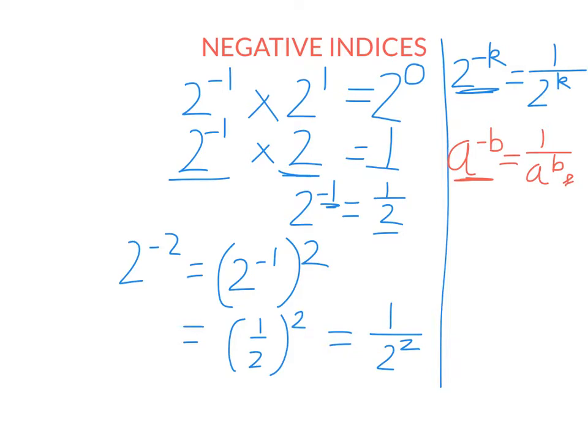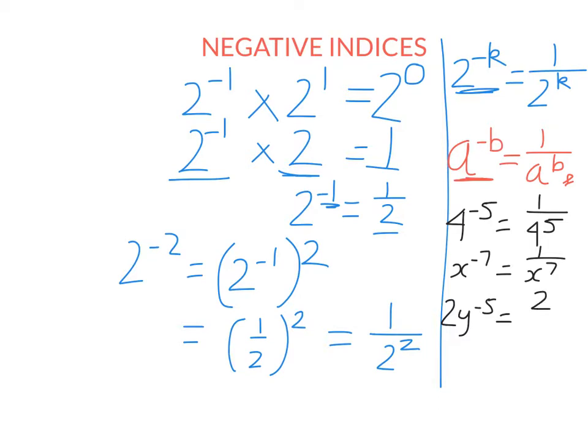So let's look at a few examples. So let's say 4 to the power of negative 5 is just 1 over 4 to the power of 5. Okay? X to the power of negative 7, 1 over x to the power of 7. If I have something like 2y to the power of negative 5, what you do is on the top of the fraction you put everything that's not raised to a negative power, so the 2 by itself, and anything that has a negative power goes on the bottom, like that.